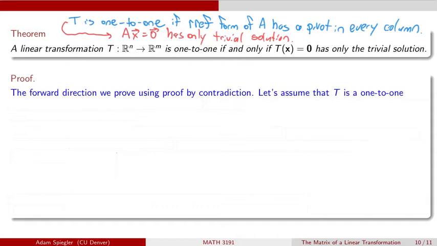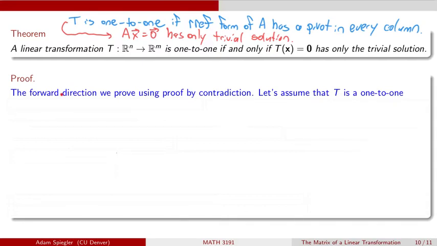So here we have an if and only if statement. So that means if I want to prove this theorem, there are two things that I need to prove. First of all, what we'll call a forward direction, which is if this linear transformation is 1-to-1, then I want to prove that T of x equals 0 has only the trivial solution. And the implication goes the other way. So what we call the reverse direction of this proof would say, let's assume that T of x equals 0 has only the trivial solution. Then we need to show that that linear transformation is 1-to-1. So this is a double implication.